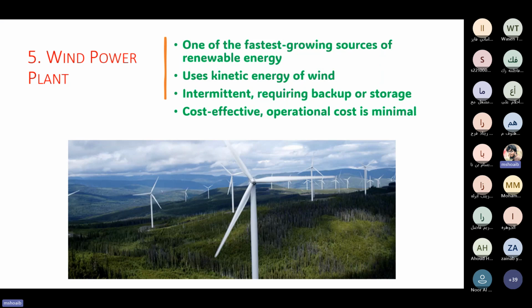Okay. So I will just talk about one or two more types very quickly. This is the wind power plant. This is another type of renewable energy source. This is one of the fastest growing sources, and it uses the kinetic energy of the wind. This is simple, but they are intermittent. Why? Because they require backup or storage, because the wind speed is not always the same. So they directly use the wind speed and convert it into electrical energy.